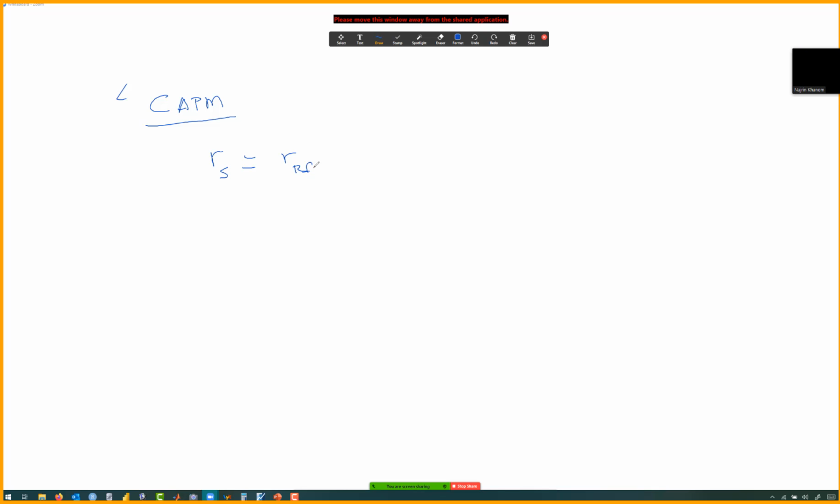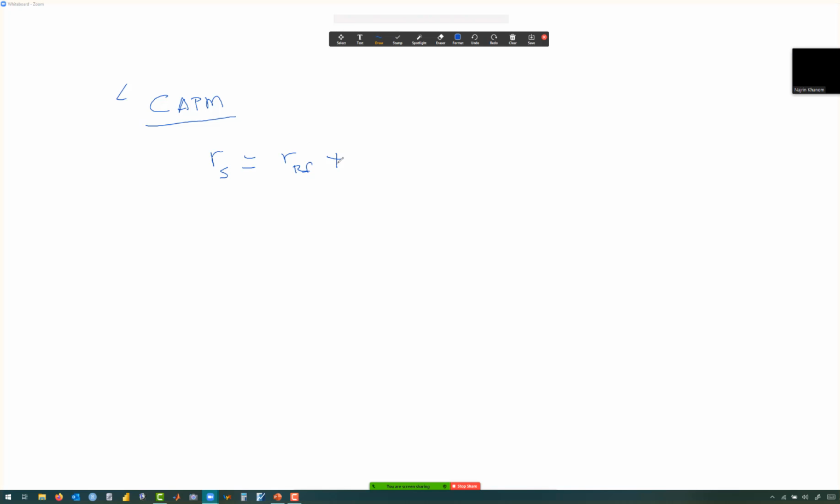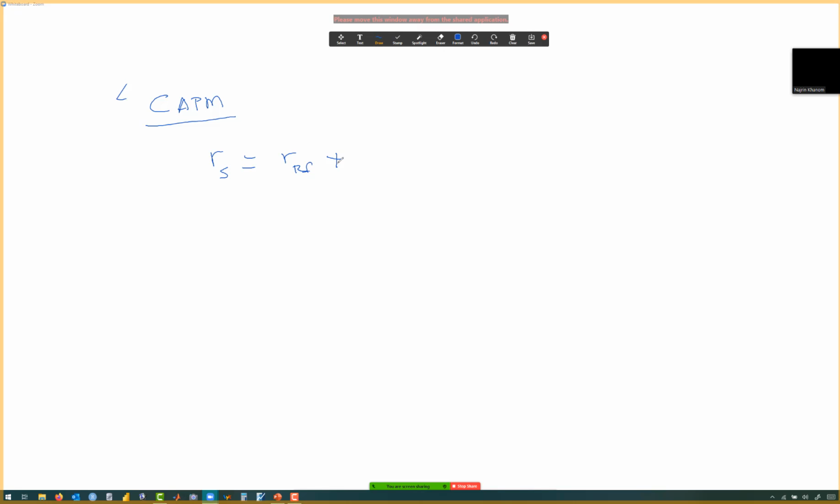In addition to that, it should also pay you for the systematic risk in it. If you are taking additional risk, it should compensate you for that. Now, how do we measure that risk? The capital asset pricing model assumes that you have a diversified portfolio, which means that if something in particular is happening with one particular stock, it's not going to impact your entire portfolio because you have other stocks that are compensating for it.